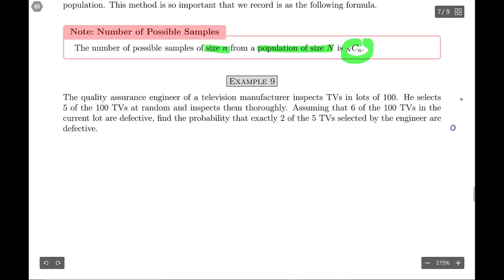And then we get into our last example, and this one is one that always kind of throws a few people off from time to time. We have a quality assurance engineer of a television manufacturer who inspects TVs in lots of 100. He selects 5 of the 100 TVs at random and then inspects them thoroughly. Assuming that 6 of the 100 TVs in the current lot are defective, find the probability that exactly 2 of the 5 TVs selected are defective.